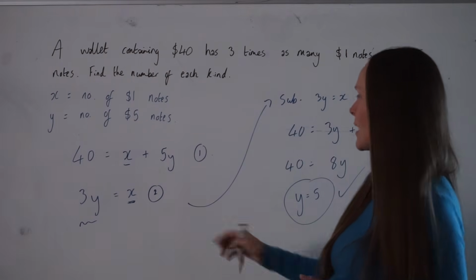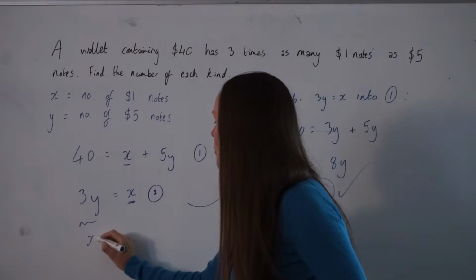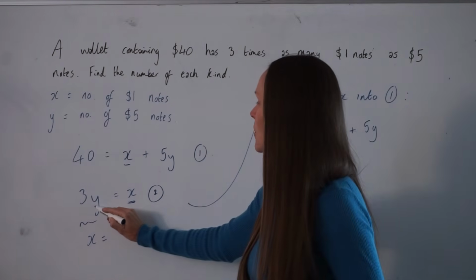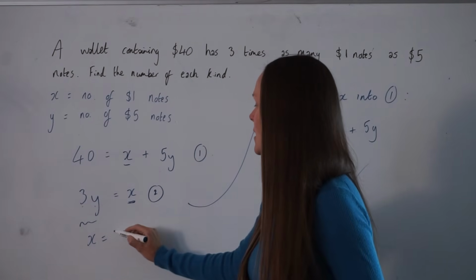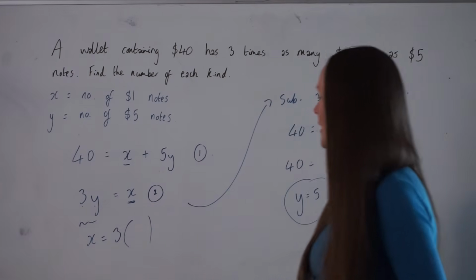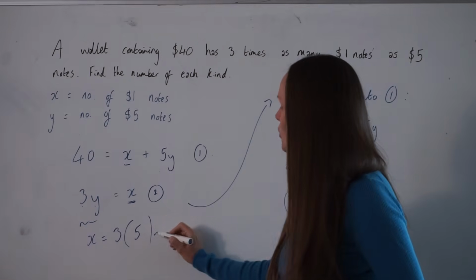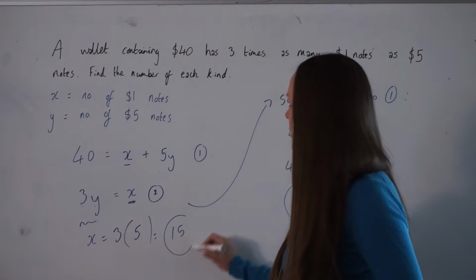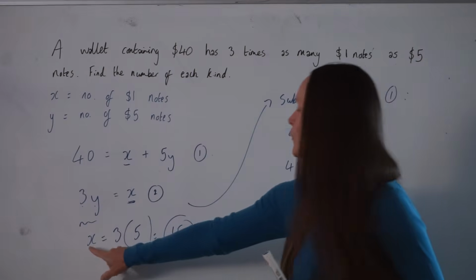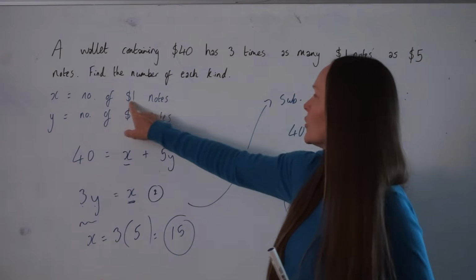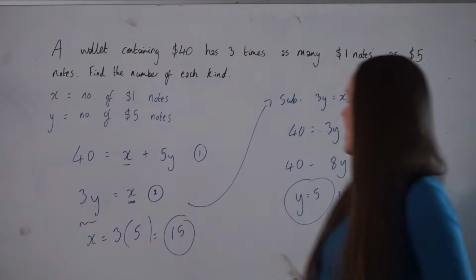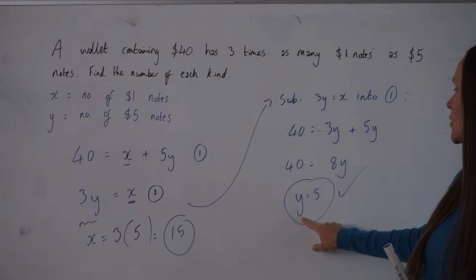So now we have to work out the value of x. So to work out x, we have to multiply y by 3. And we know our value of y, we just worked it out to be 5. So 3 multiplied by 5 is 15. So there are 15 $1 notes, i.e. x, and 5 $5 notes, i.e. y.